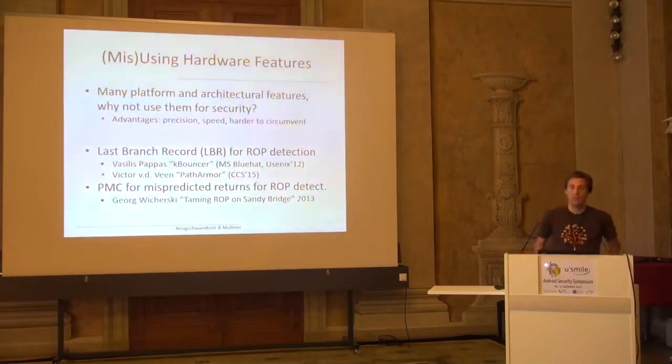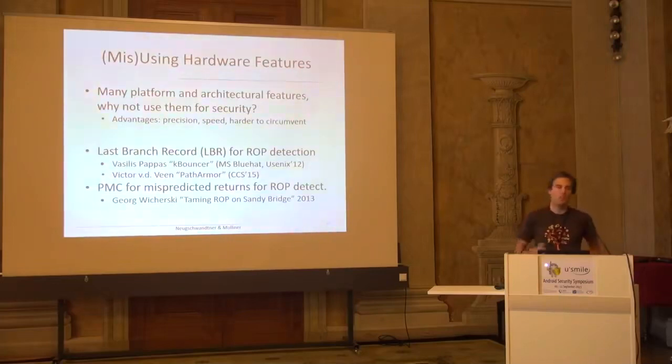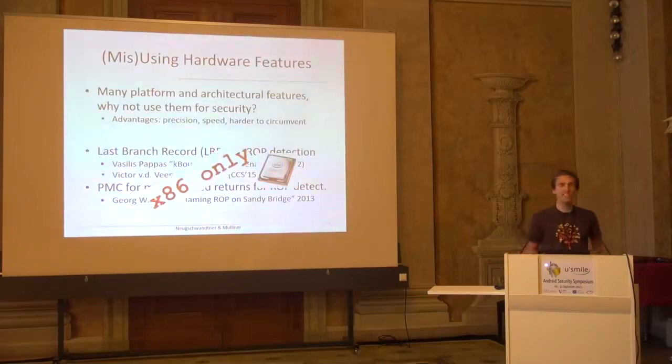Then there was some novel research that uses hardware features that were not originally designed for security, but can be used for this as well to heighten security on devices. For example, the last branch record CPU register, which tracks the last branches and can be used to detect code reuse attacks. There are also performance measurement counters, which can be used for the same reason. But the problem with them again is that they're usually x86 only. They're not present on RISC and lower-end devices.